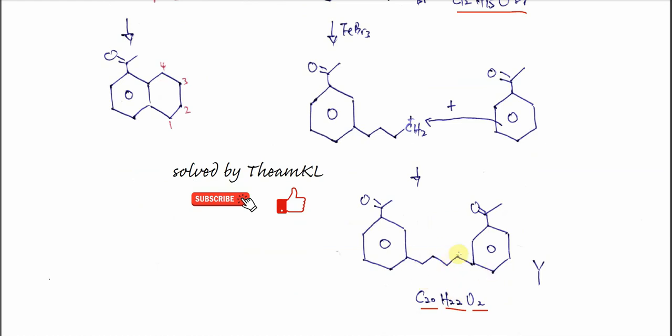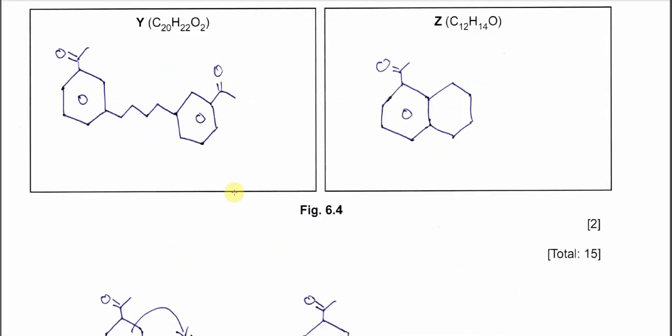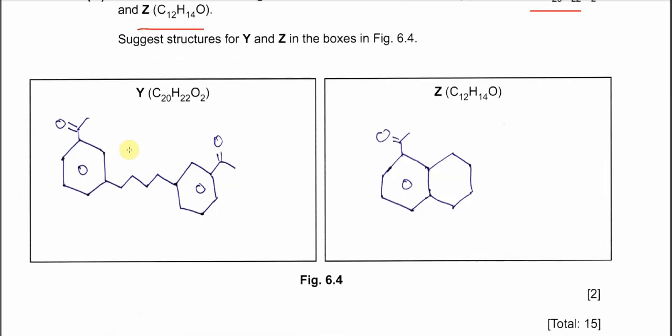This is how you deduce the reactions and the products. Therefore you can get this Y. Okay, so I redraw it. This is the same as the mark scheme. The structure is similar to what I showed you just now.